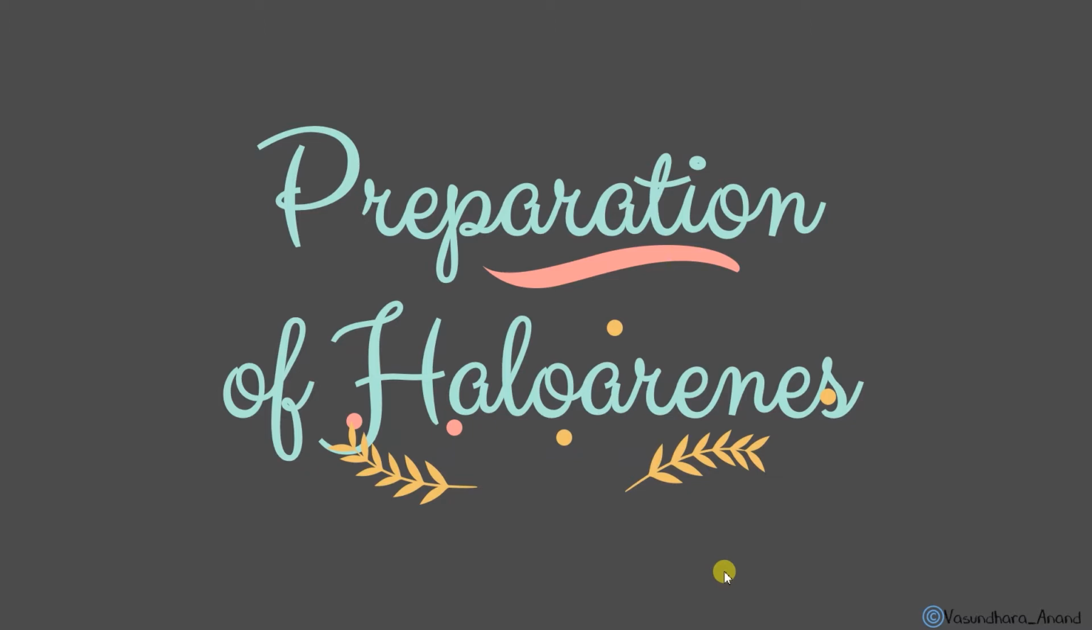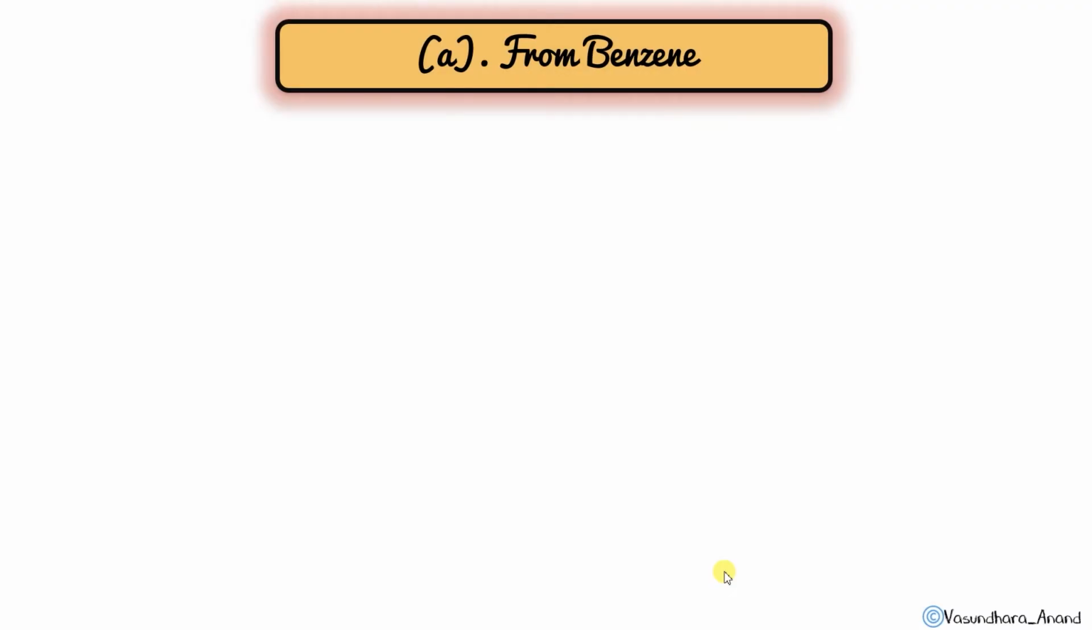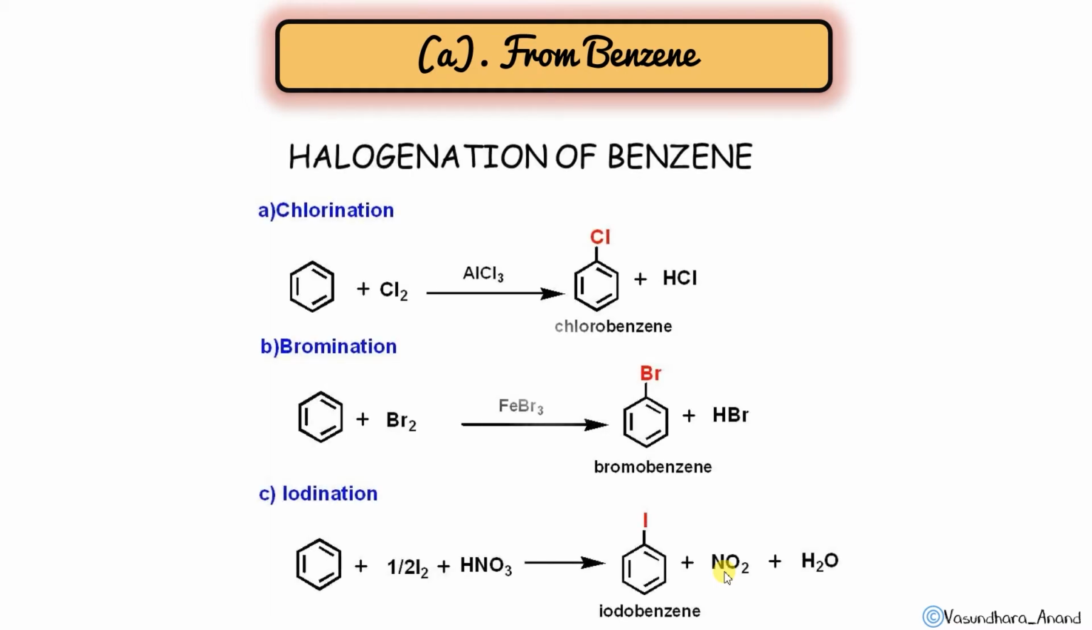Haloarenes means a benzene ring having any halogen. So how will we prepare haloarenes from benzene? That is halogenation of benzene. In the first reaction, when benzene reacts with chlorine in presence of anhydrous AlCl3, it must be anhydrous, it will give you chlorobenzene. Okay, I just want to say this thing.